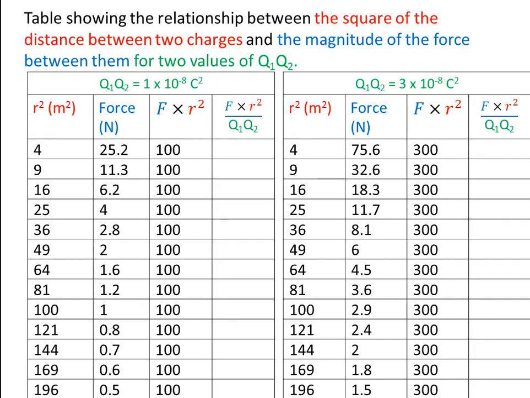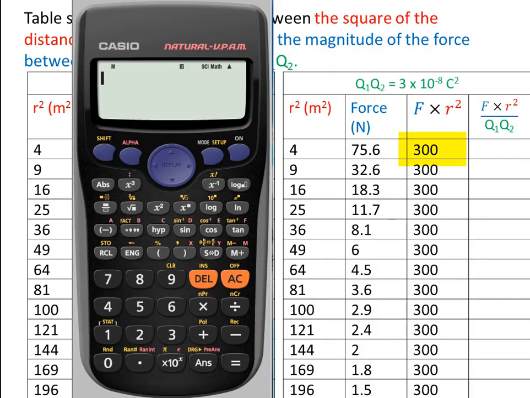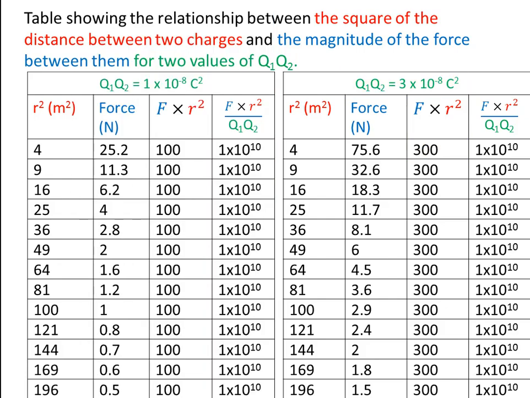So let's add another column into our tables. And let's take that constant, F times R squared, and divide it by the product of the charges. F times R squared divided by Q1, Q2. So 100 divided by 1 times 10 to the power minus 8 equals... And 300 divided by 3 times 10 to the power minus 8 equals... And what do we see? Now we get the same constant no matter what the product of the charges is.